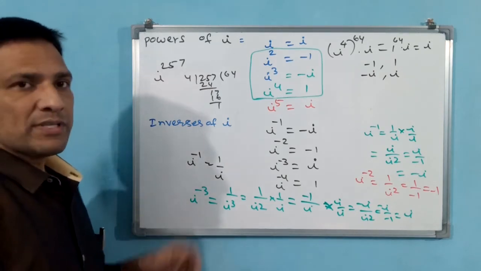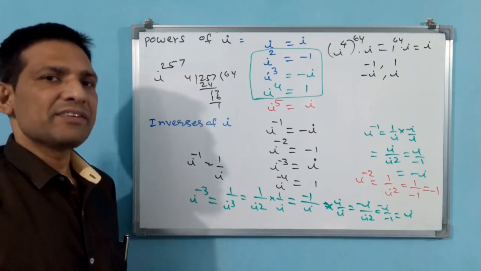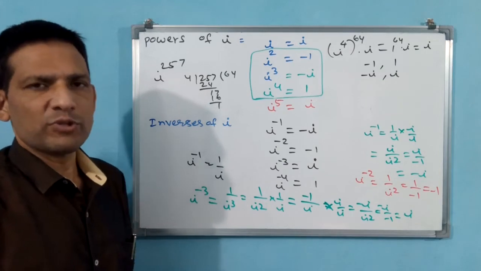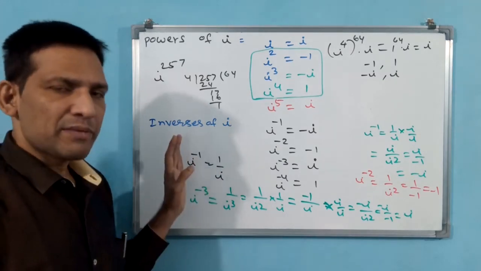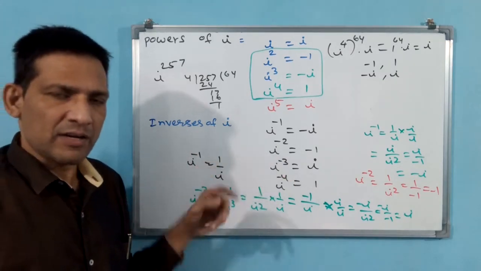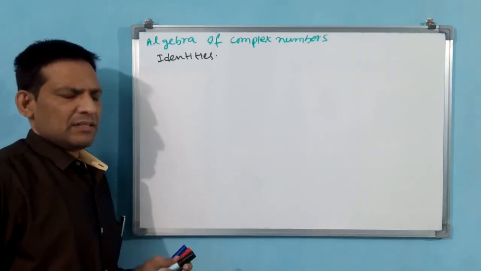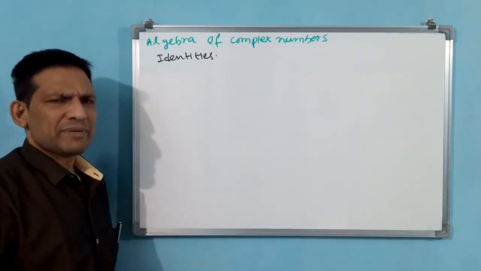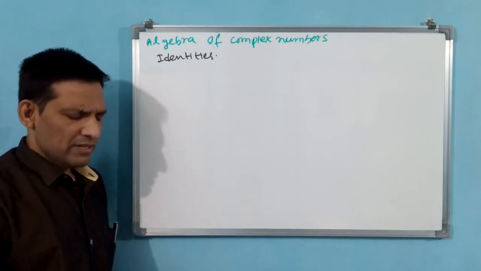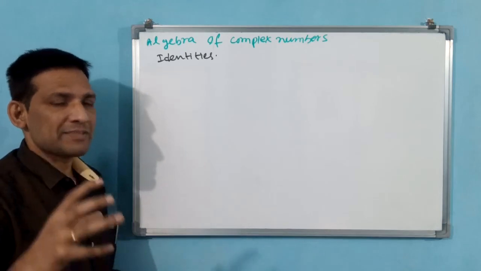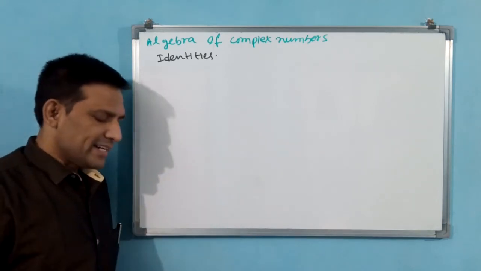Now we see some algebra or identities of complex numbers. a plus b whole square is equal to a square plus b square plus 2ab. Like that, shall we write for complex numbers or not? We will see. We see algebra of complex numbers. Whatever addition, subtraction we have made until now, those are algebra only. If I write algebra, automatically you are going to grasp fast rather than identities.